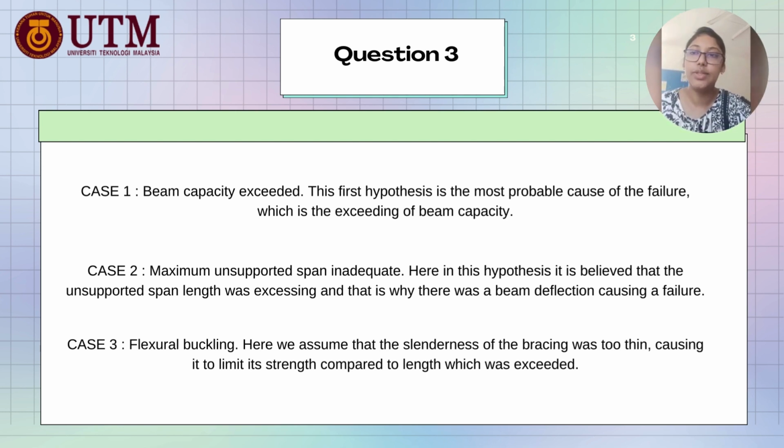Case number 3, we assume that there was some flexural buckling. Here we assume that the slenderness of the bracing was too thin, limiting its strength compared to the length, which was exceeded. Steel members having symmetric, closed or double symmetric cross sections mostly experience flexural buckling. Buckling happens when a member's unbraced length exceeds its stiffness ratio. Flexural buckling causes a straight part to become bow-shaped. Buckled members may lose their load-carrying capacity and fail under high compressive loads.